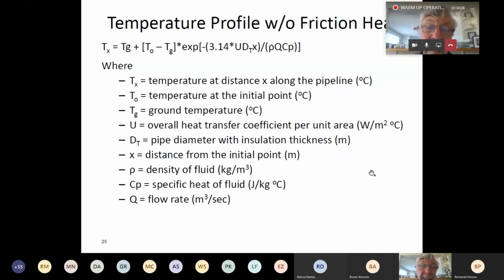What it looks like is you'll see that coming out of a compressor station or a pump station where we physically do work, pressurize the fluid, the temperature is high. And then as it progresses downstream toward the next compressor or pump station, the temperature falls.